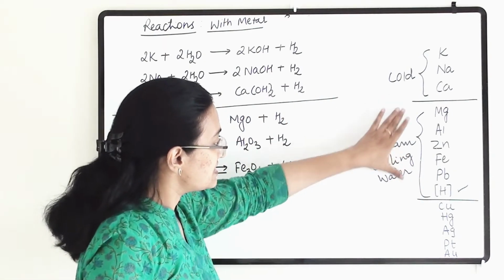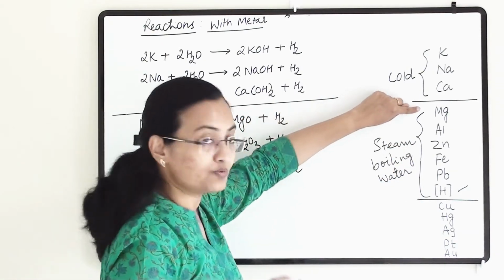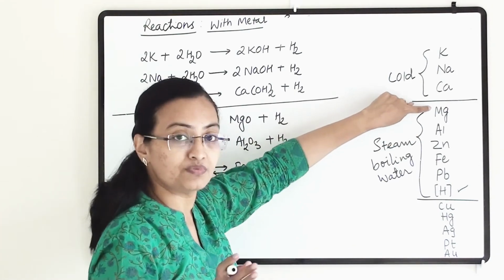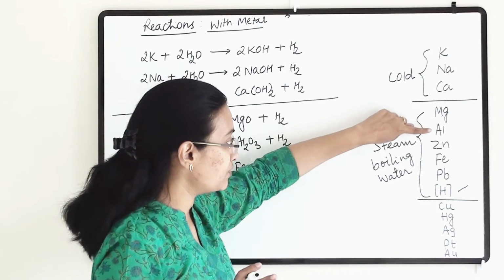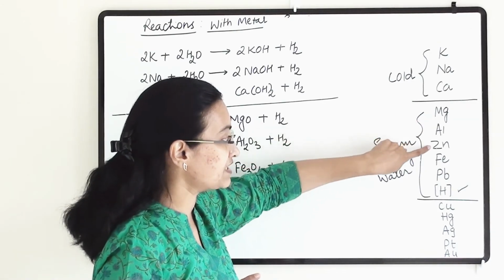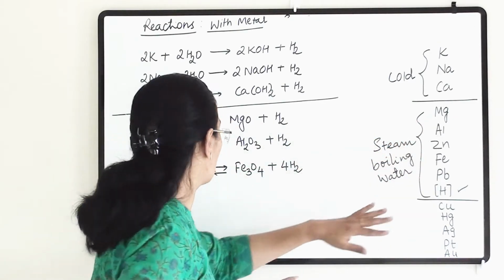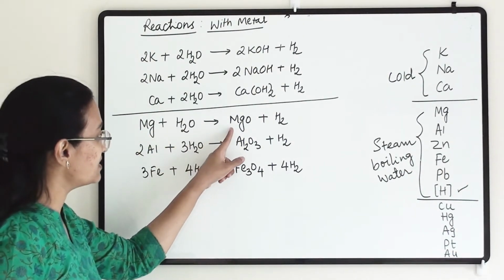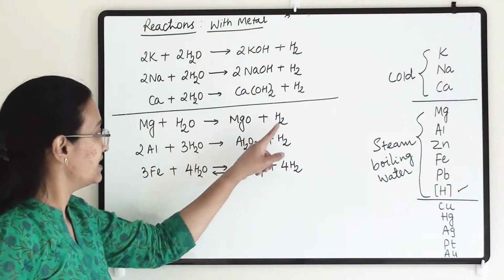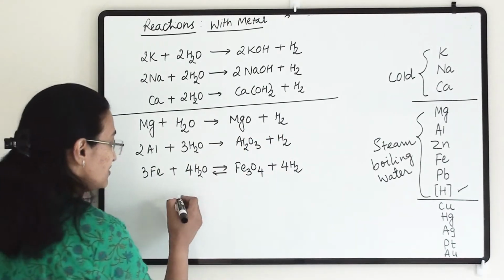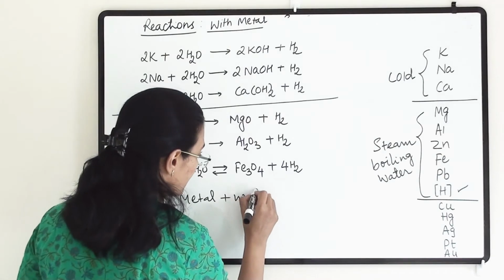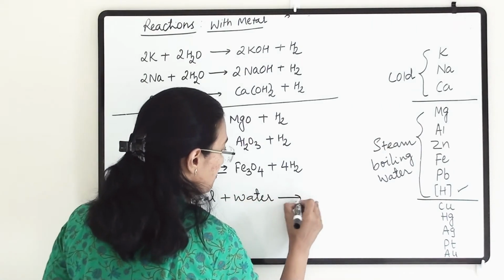Within this series also, magnesium's reaction is more vigorous compared to aluminium, because magnesium is more reactive than aluminium, whereas aluminium is more reactive than zinc, and so on. So magnesium will react with boiling water and give us magnesium oxide and hydrogen. Here the generalized reaction is: metals will react with water and give us metal oxide.